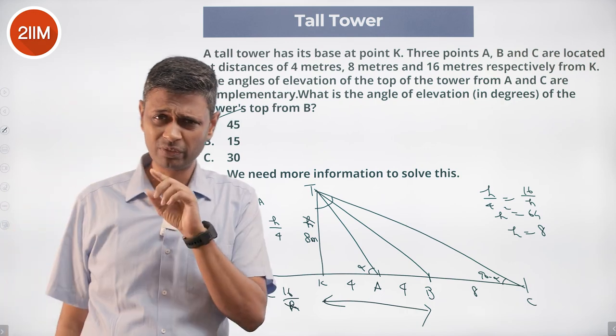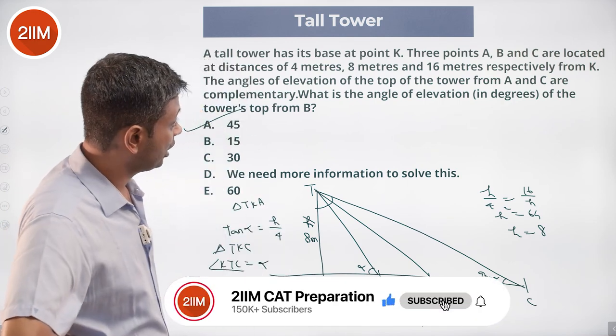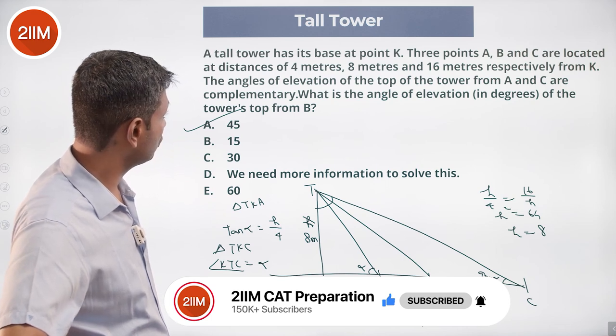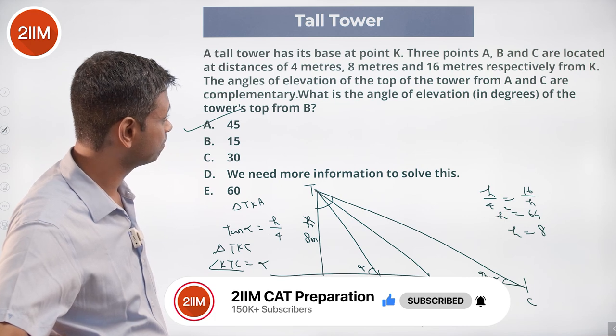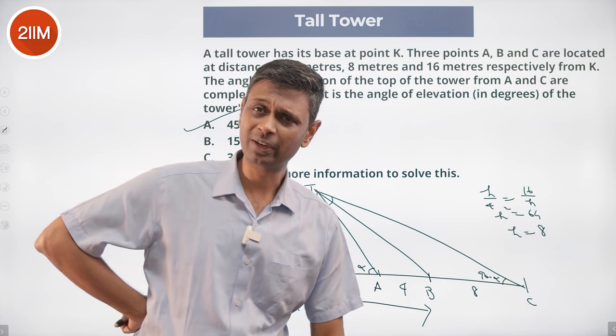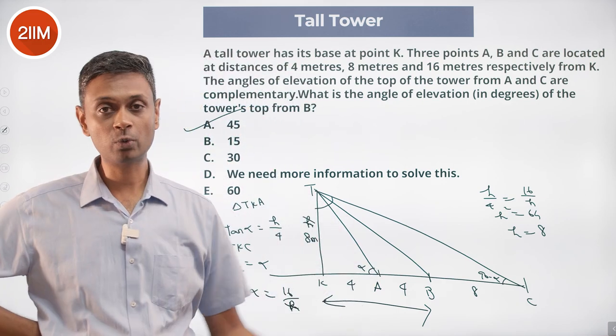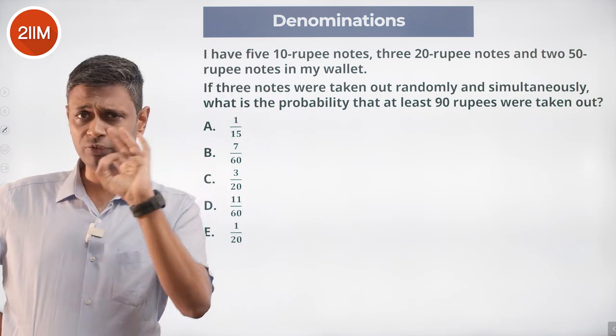One point of information which I thought had been overlooked. It says three points A, B, and C are located at a distance of 4, 8, and 16 meters respectively from K on the same straight line, but actually that's not required. A, B, C could be in different straight lines, and this will still work. So, beautiful question, absolutely delightful question. I had a tough time solving this.